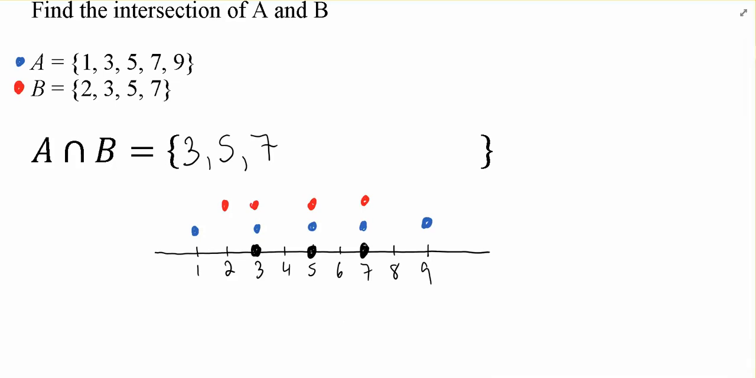And so this tells me 3, 5, and 7 are the numbers that have both A and B stuff. So 3, 5, 7 is the intersection.